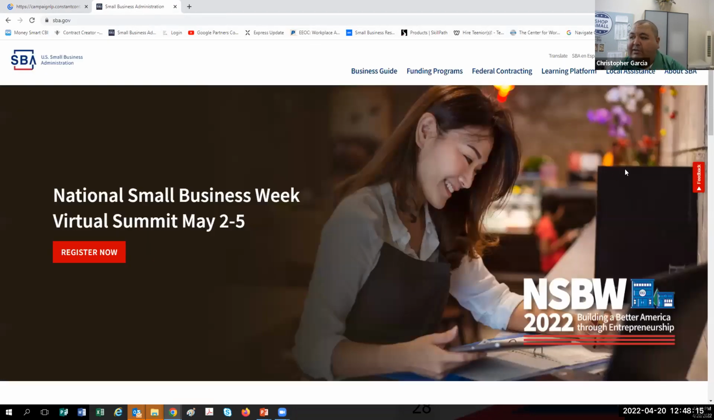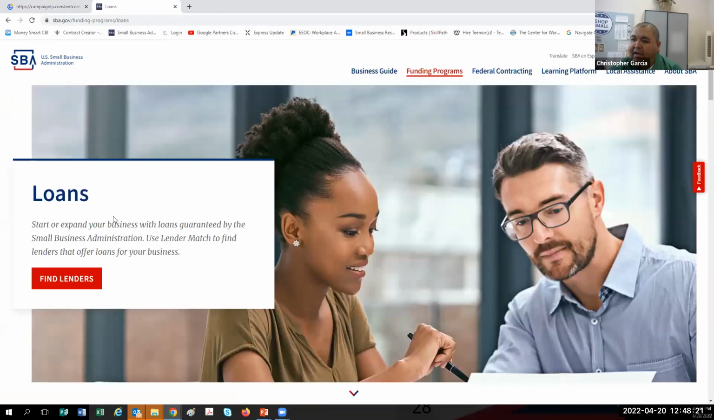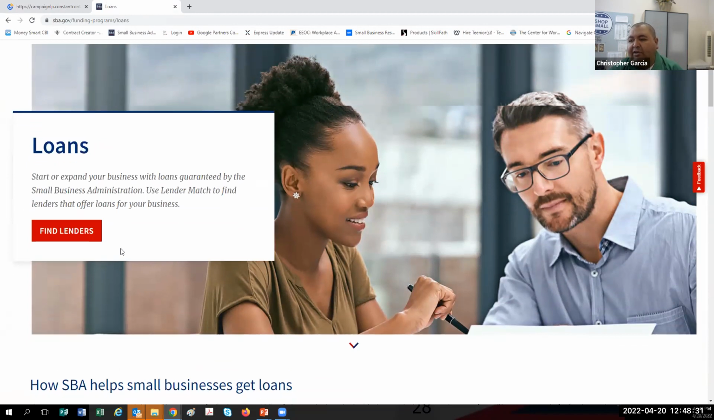I remember I passed the typing test. You could go to funding programs and loans. And you could find a lender here. They have this tool called Lender Match, where you could enter your borrowing needs, and they could connect you with a potential lender.